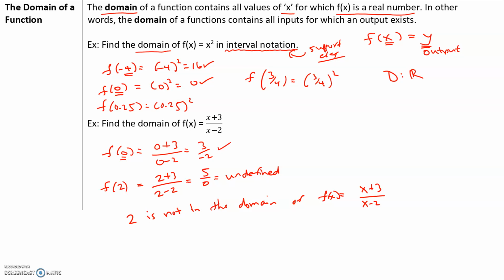Let's keep that in mind. So the way we're going to write this is that our domain is going to consist of all values of x such that x is not equal to 2. Any other number of x will work, just 2 will not, because 2 is the only number that gives you a 0 denominator.